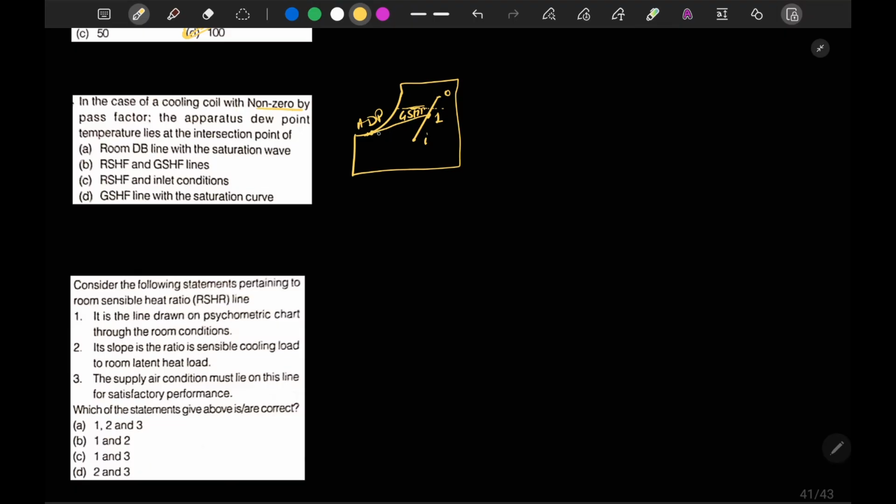Let's say this is our inside temperature. From the inside temperature we will get a room sensible heat factor line. Although these lines are not exactly how they should be, it should be similar to this. So from here we can say that ADP lies on our saturation curve and the grand sensible heat factor line. So option D is correct. Now moving to the next question.